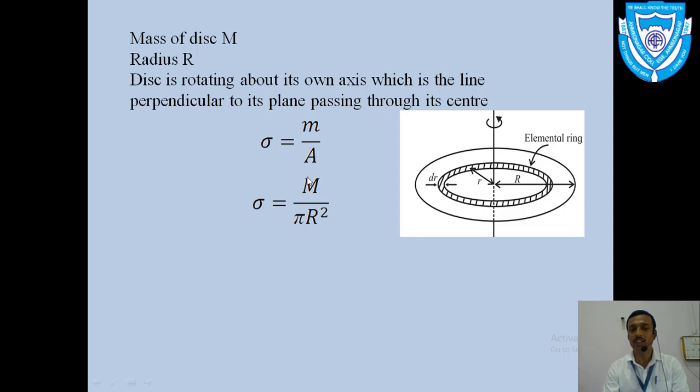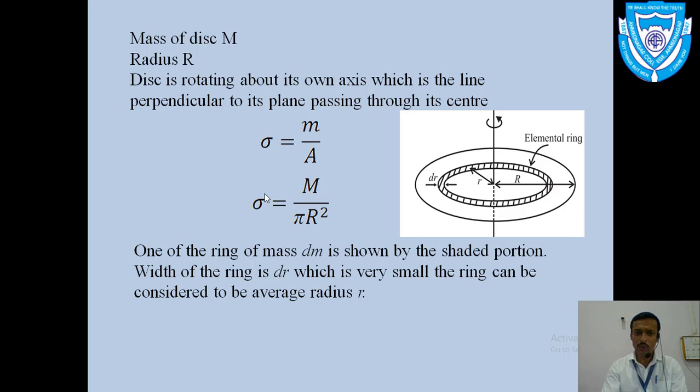Area of the circle is pi r square, circular object आहे. So we can write sigma is nothing but M upon pi r square. So sigma, that is surface density, is equal to mass per unit area. Now if I consider a ring of mass dm which is shown by the shaded portion.